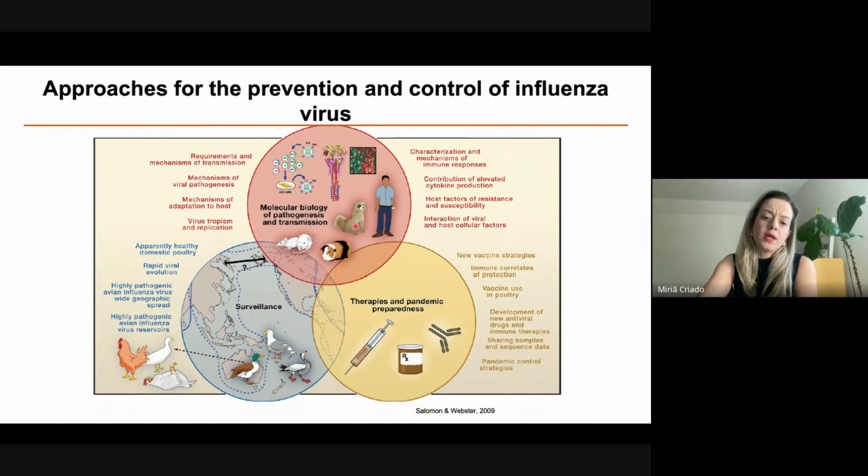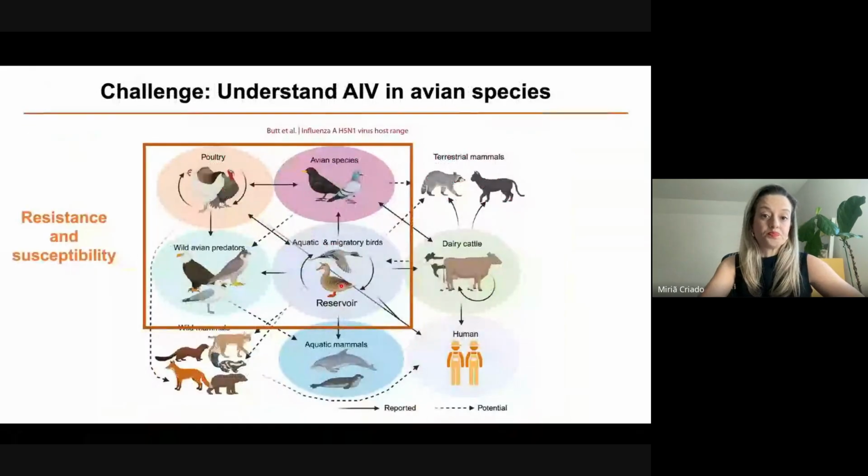I have been working in basically all of these three areas during my career, and I consider myself to be in the middle, trying to connect and understand all the different scenarios. We work in all of these different areas in my lab too, but I will talk a little bit, just to give you an idea, about the main work we have been doing related to understanding pathogenesis and transmission.